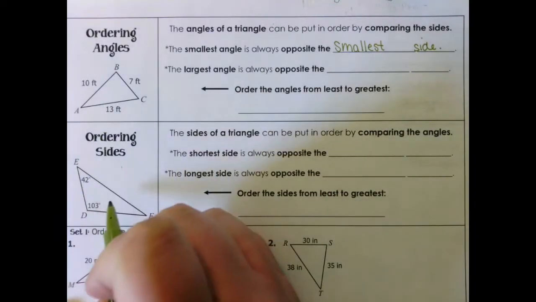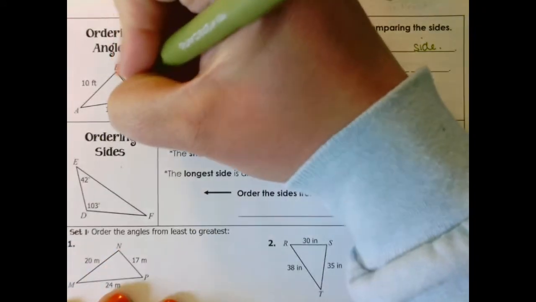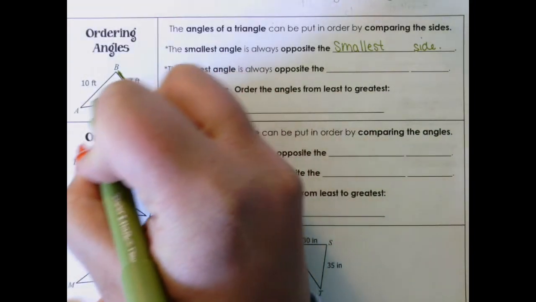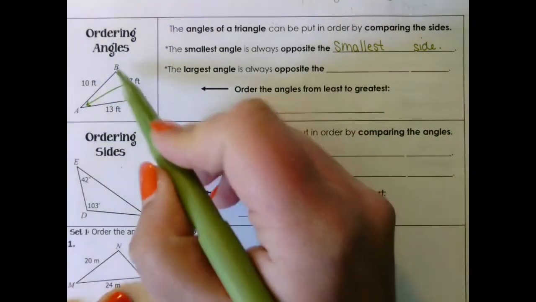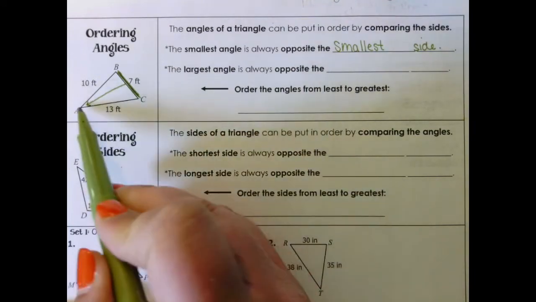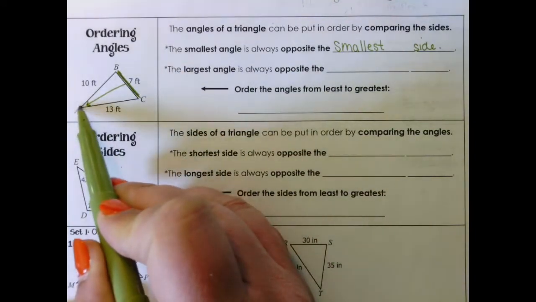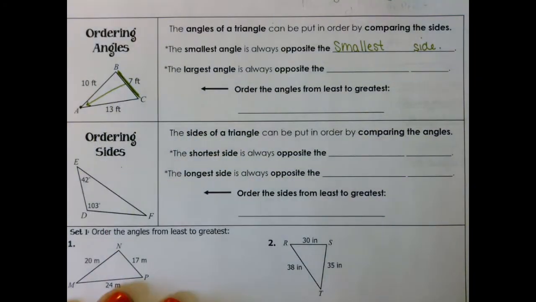So when I look at my picture here, BC, this one here, is going to be my smallest side. So my smallest angle is going to be opposite of that. So BC is here, so my vertex of that angle cannot lie on that side. So A is my vertex, not B or C. So angle A is going to be my smallest angle.